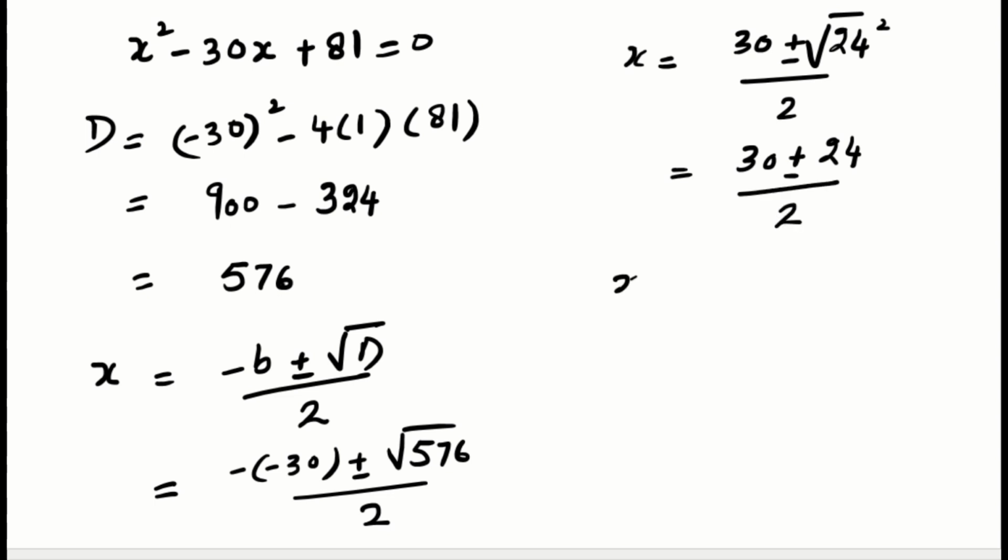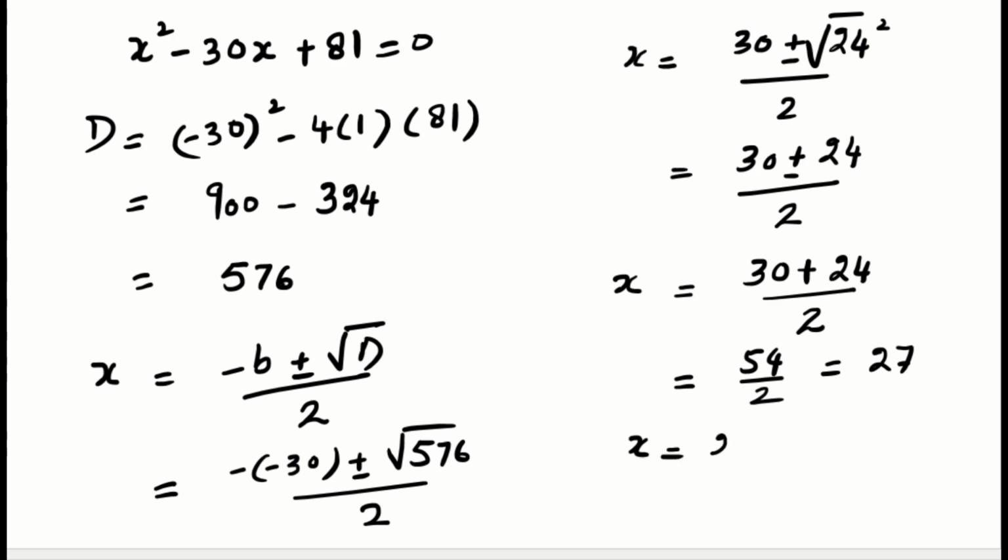So here we get two values of x. For the first value, x is equal to 30 plus 24 over 2, which is equal to 54 over 2, which is equal to 27. So the first value of x is equal to 27.